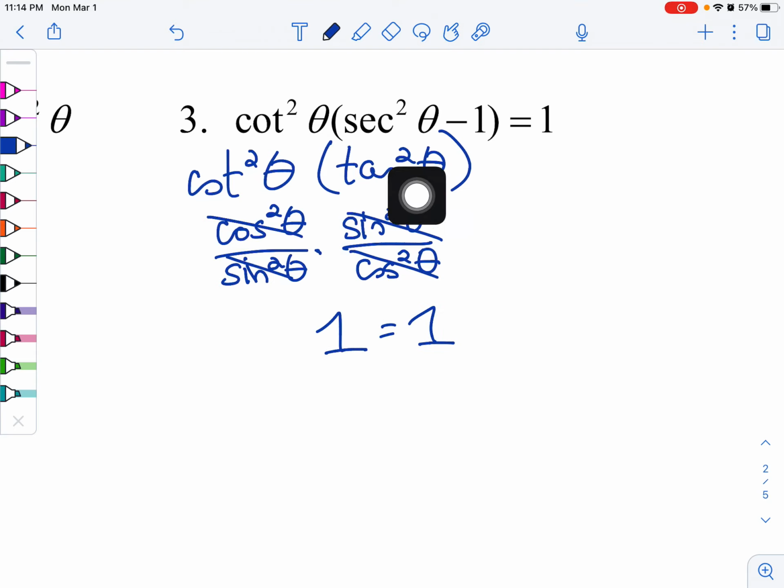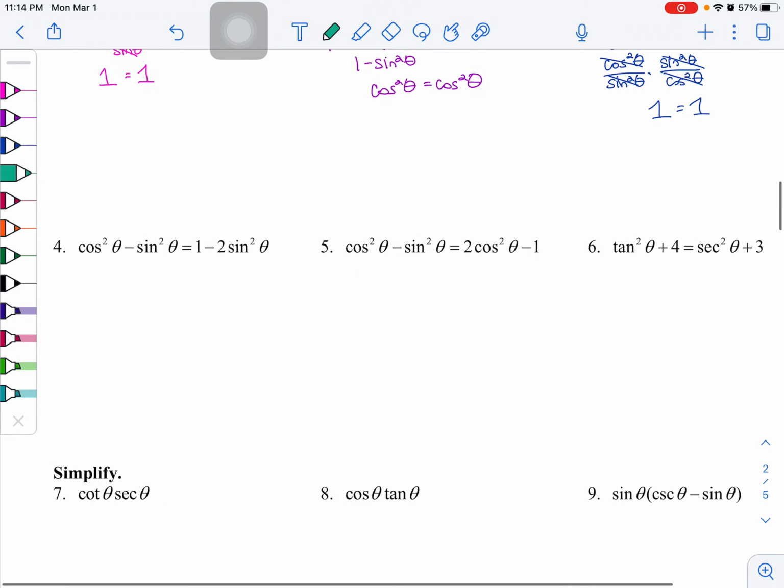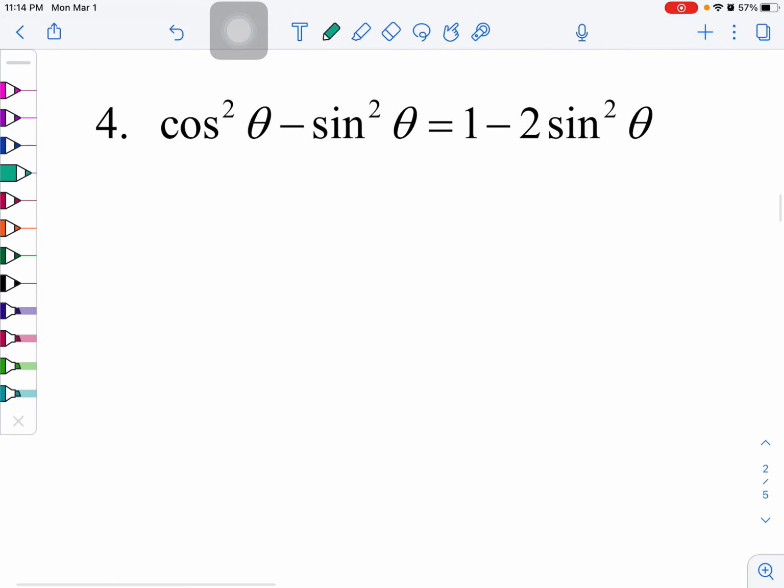So the cosine squareds will divide each other out. The sine squared theta will divide each other out. So what's left is 1 is equal to 1. Again, make sure that you're showing your steps here. There are other ways to verify this. So when you do these problems, it's not just going to be a one and done. There's multiple ways to solve these. This just is one that came to my head when I was doing number 3.